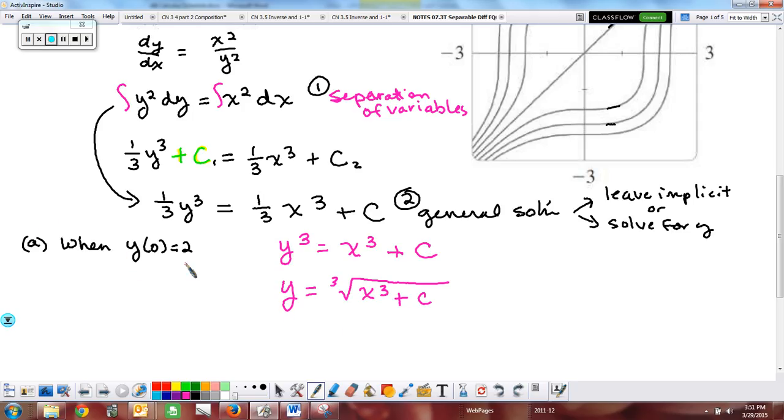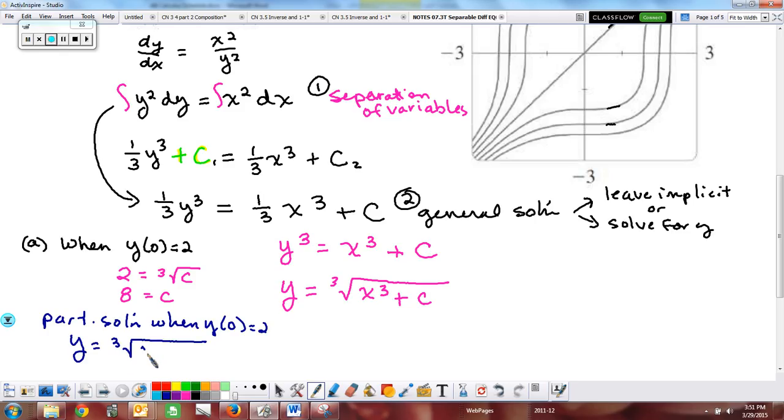So when y of 0 equals 2, I can use this form right here. Basically plug in my 0. I'm going to get the cube root of C ends up being equal to 2, so C is actually equal to 8. So my particular solution from here, when y of 0 equals 2, is going to be y equals cube root of x cubed plus 8.